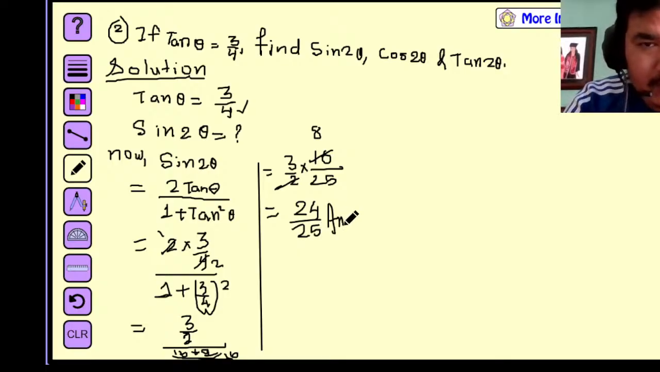That previous one we simplified. We had cancelled here, yet we had written 4 there. That's why a little bit different answer had come. Here we had cancelled this already. This is 3 by 2, not the 3 by 4.